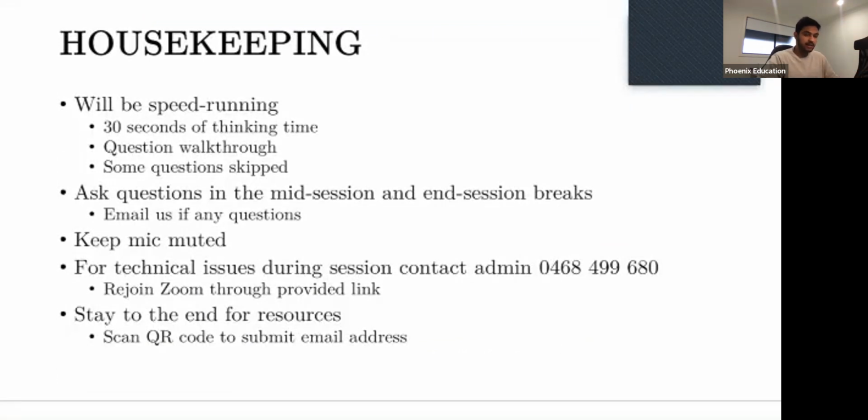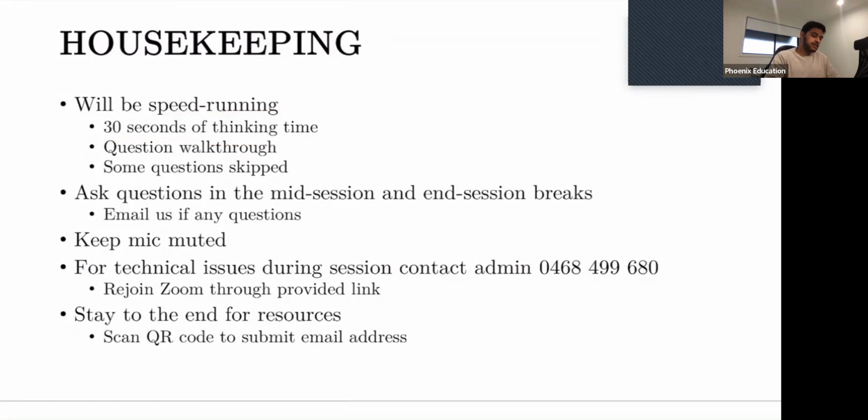So just a bit of housekeeping before we start. We will be pretty much speed running the whole way through because there is a lot to get through. The structure of it will be that you'll have 30 seconds to just think about the question, have a read of it, see if you know how to approach the question. Imagine that you're pretty much in an exam. See if you know how to do it. Just mentally map out the steps.